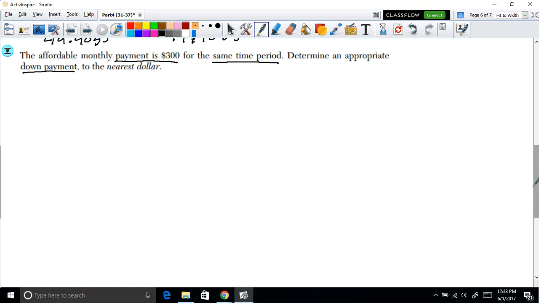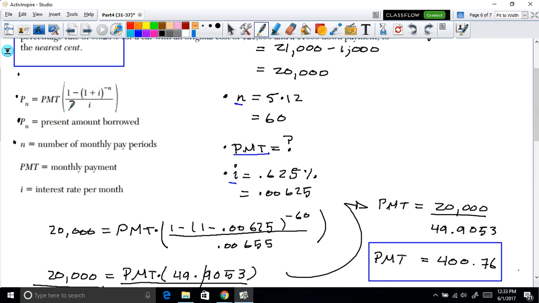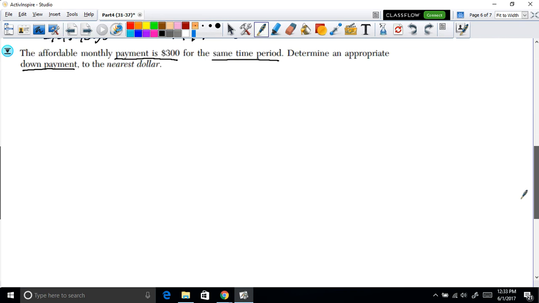Again, if you want to use the formula, we better know the value of those variables. So let's write them down here. We know that PMT here is 300. They're giving it to you right here because it says an affordable monthly payment, and PMT is the monthly payment. So they're giving us PMT to be 300. Now, what else should we look at? We need to know what Pn is.